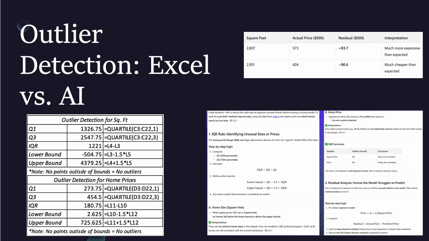Looking into our outliers, both Excel and AI help identify homes that may not fit the general trend, even if they're not extreme enough to fully remove. So we're looking for unusual values using methods like IQR and residual analysis. The difference in this example is that Excel gives the calculations directly, while our AI analysis tends to explain the meaning more clearly. We find this important just due to outliers that can pull the regression line and reduce accuracy. It's a little bit better to see those visually as opposed to having to verbally explain them.